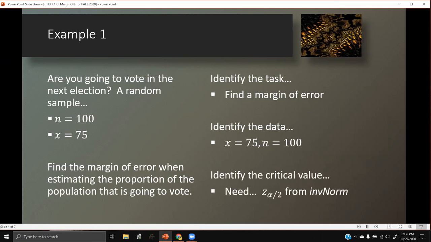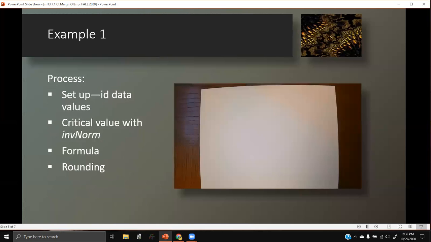Now, the critical value, the z alpha over 2 we need in that formula, is not so readily available. I actually have to go get that myself, and that's really the majority of the process. So we'll set up and identify the values, we'll get the critical value from the inverse normal tool, we'll use the formula, and then I'll say a little bit about rounding.